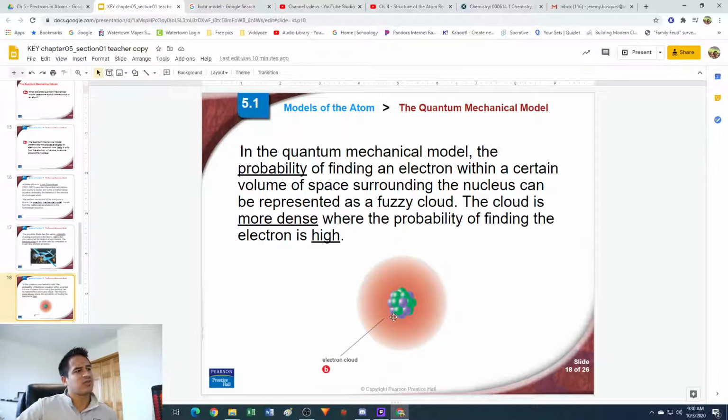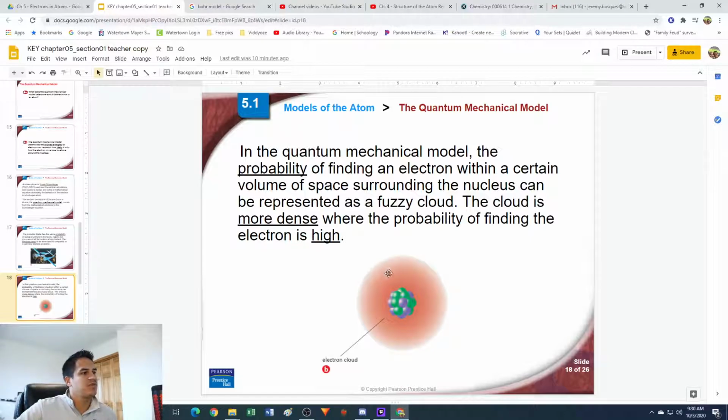So the quantum mechanical model basically works based on probability, and it has what we call electron density clouds. Imagine, again, this is the nucleus, and this fuzzy region of space is a region where you have a high chance of finding an electron. Okay? The darker parts of the cloud have a higher probability, and the lighter parts of the cloud have a smaller probability.